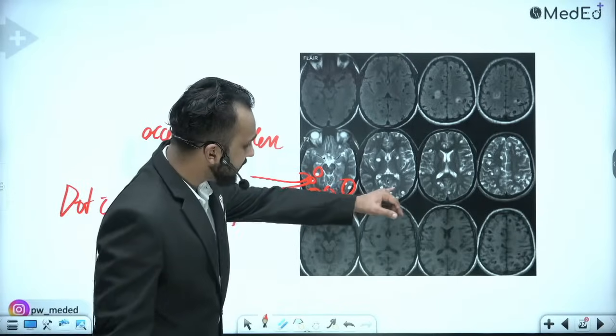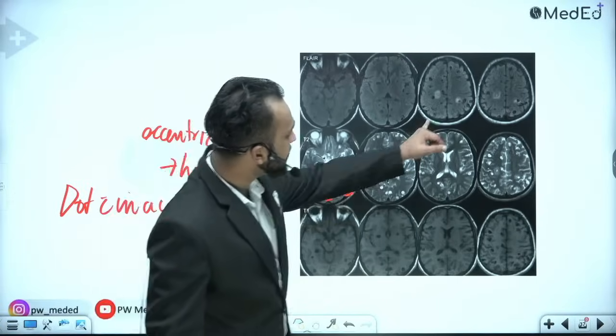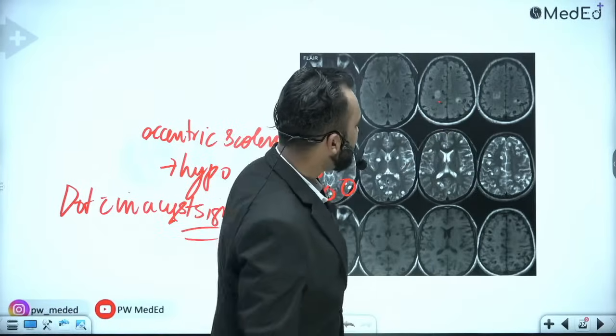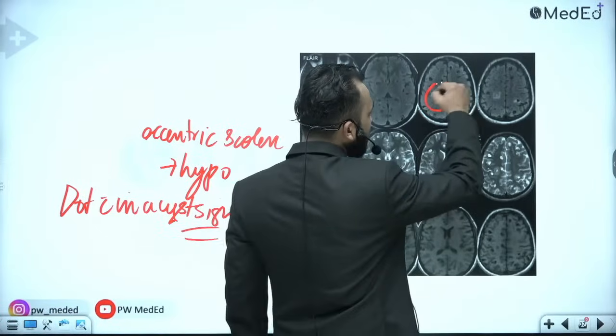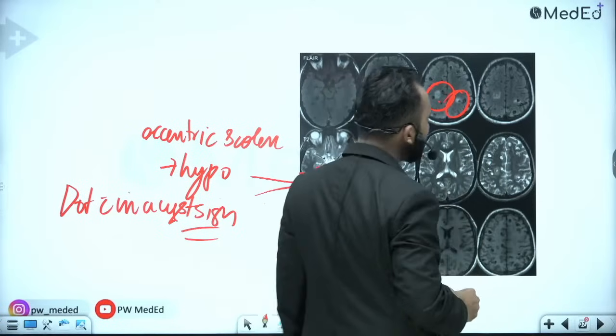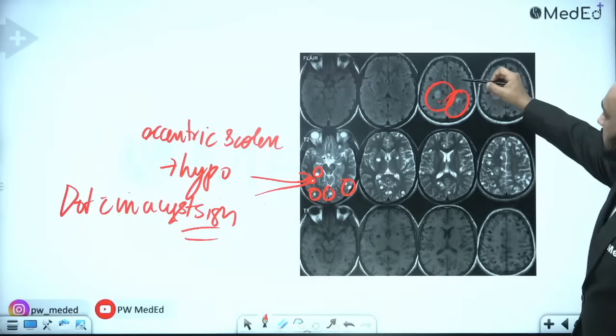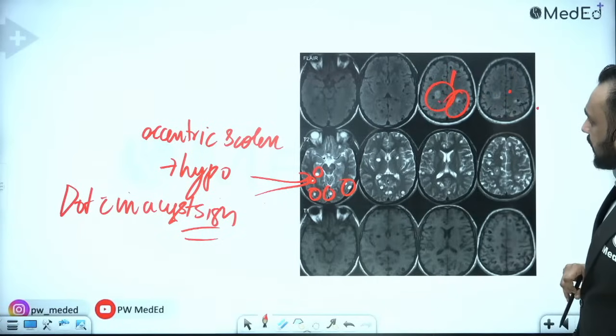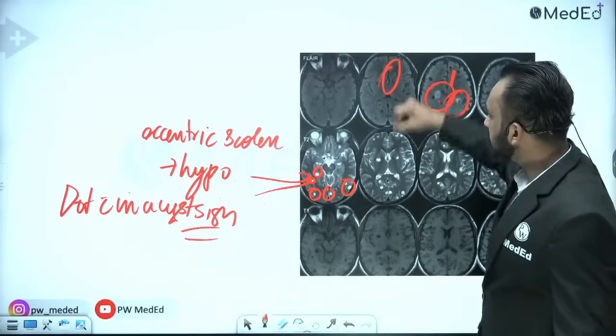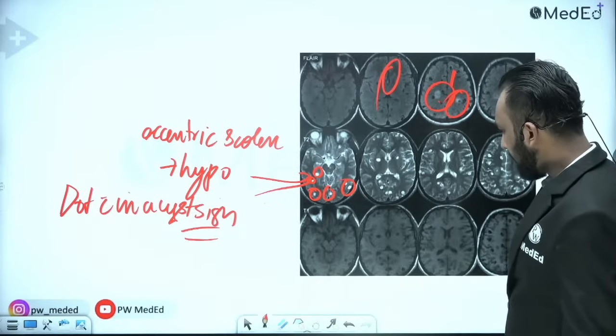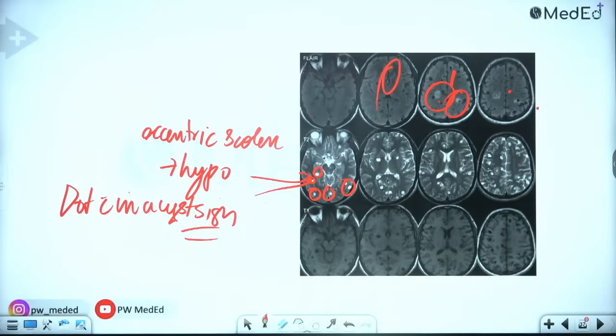Multiple cystic lesions are seen, and a few of the lesions are also showing edema around them, which is appearing hyperintense on the FLAIR image. Why is this a FLAIR image? Because the white matter is appearing dark, and the ventricles are also appearing dark, and that is why this is a FLAIR image, which is used to look for any edema.